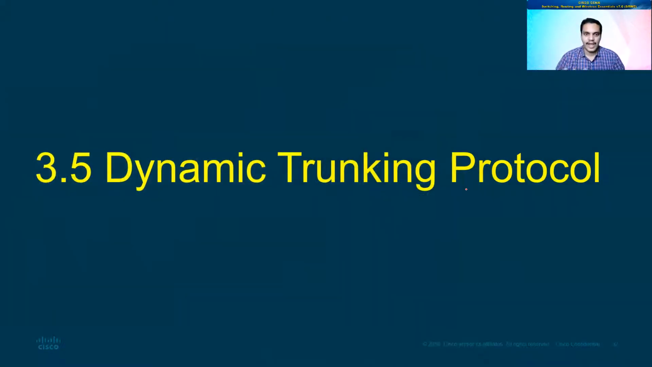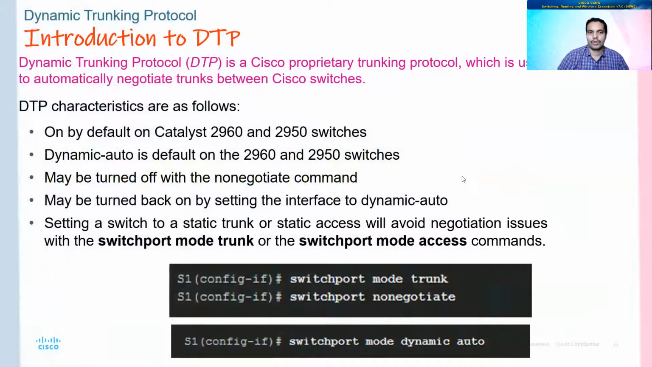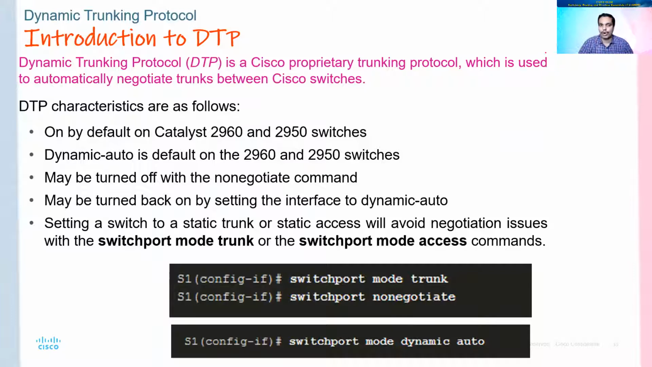Now we have come to the last part, which is Dynamic Trunking Protocol, or as we call it, DTP. This is a Cisco proprietary protocol, which is used between devices to automatically negotiate trunking. It is on by default in all the Catalyst switches. There are different modes for this also, like dynamic auto. I'll show you the modes.